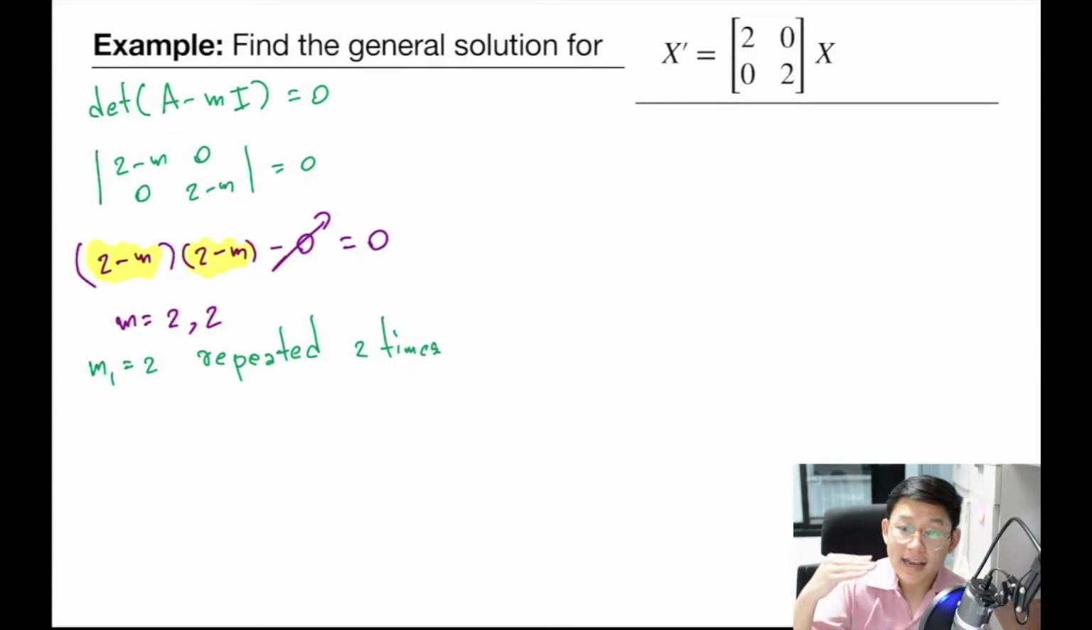Right, and then I need to find the corresponding eigenvectors k, right? And let's see if this m1 can give you two k's, okay? So to find k, we need to look at this equation.